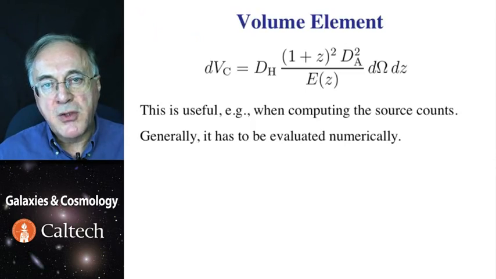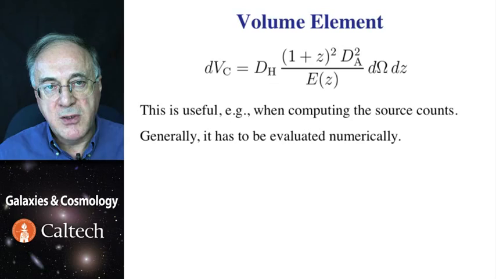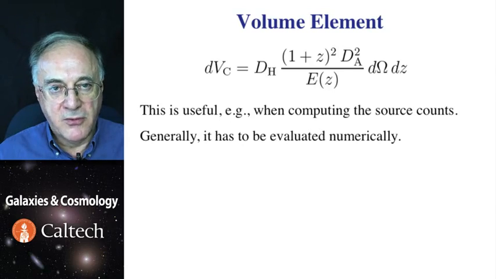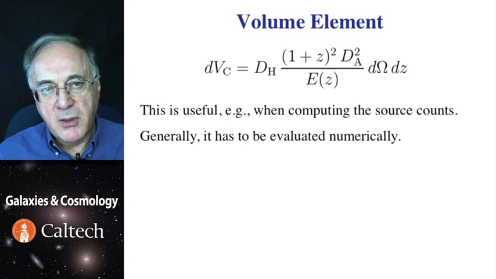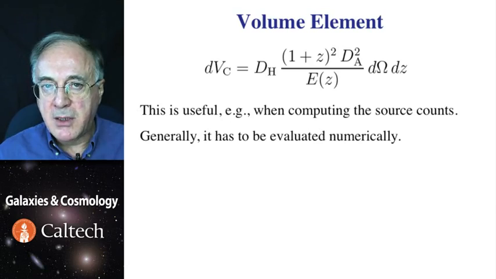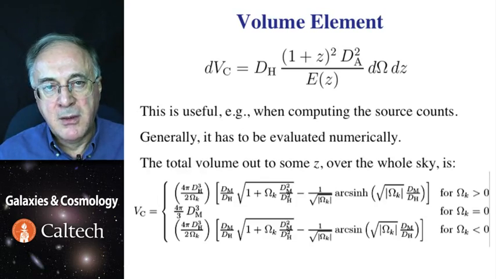Finally, we can imagine measuring volumes out to some redshift. If, say, the universe was populated by particles such as galaxies or Lyman alpha clouds, and we can count them, then their number per unit volume is something that will also depend on the expansion rate. So the volume element, its radial increment as a function of redshift, is given by this formula. Generally speaking, that has to be always evaluated numerically. And the total volume integrated from here to some redshift z is given by these formulas.